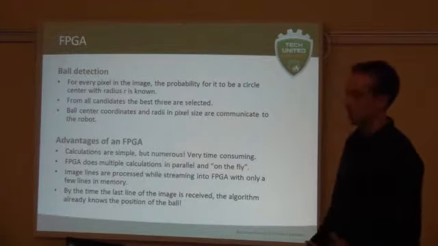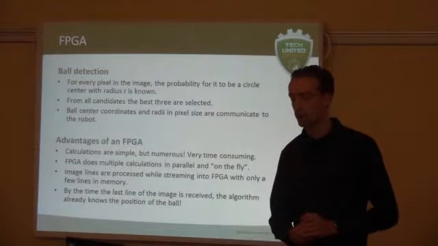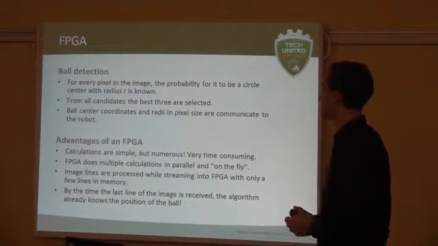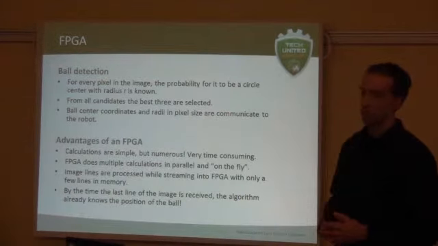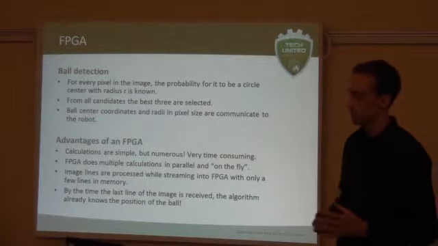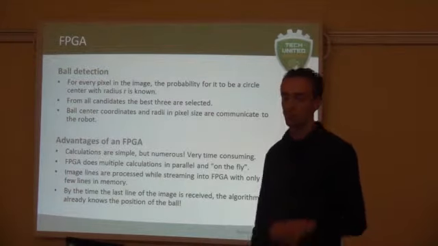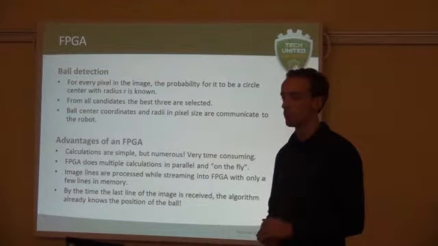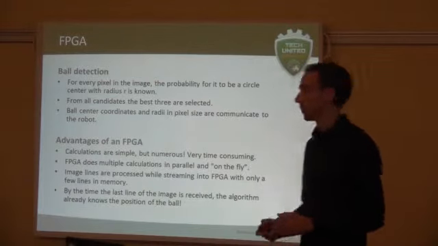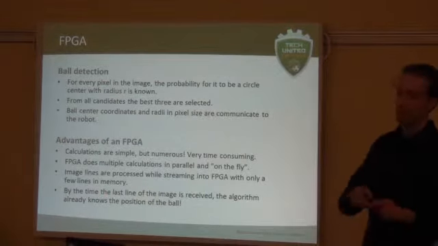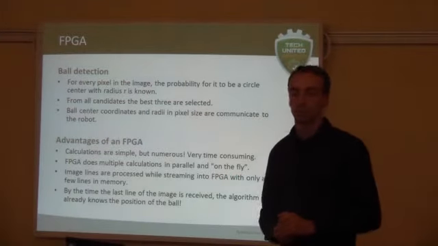Well, as you can already imagine, those calculations are not really hard, but there are numerous and a lot of calculations to do. And that's one of the advantages of an FPGA. It can do lots and lots of calculations in parallel and actually on the fly. So that means that while the stream of the camera is actually coming into the FPGA, it can already start processing when it only has a few lines of this image in memory. Which actually comes back to this point that by the time that the last line of the image has been read in, the algorithm already has determined where the ball is in the image.